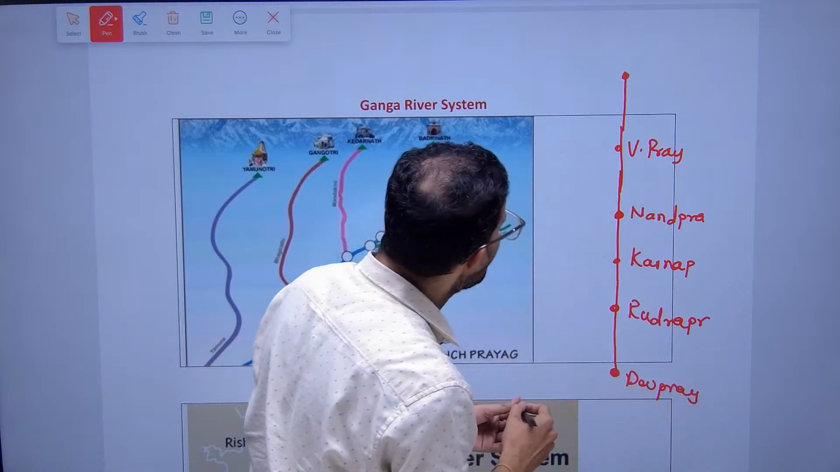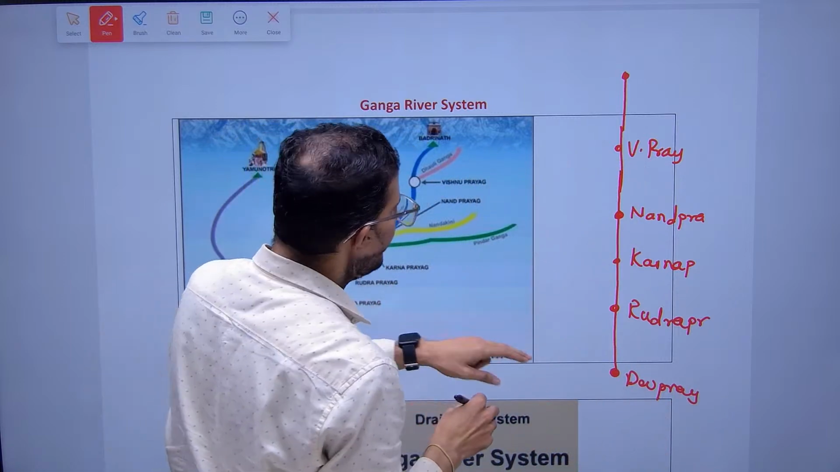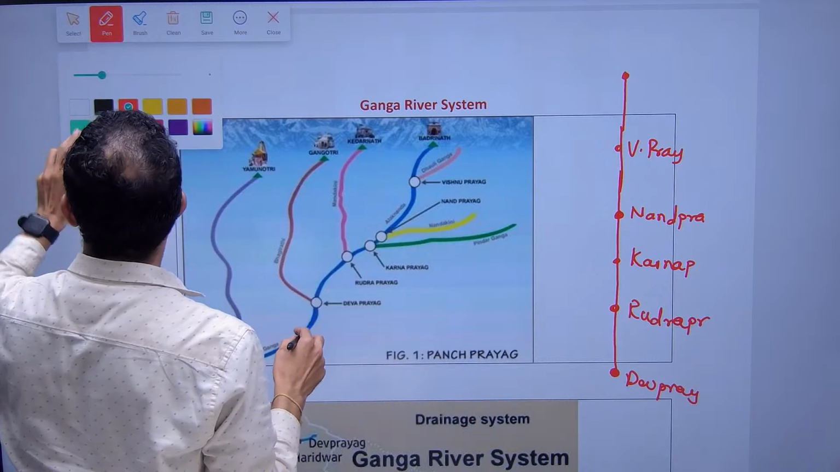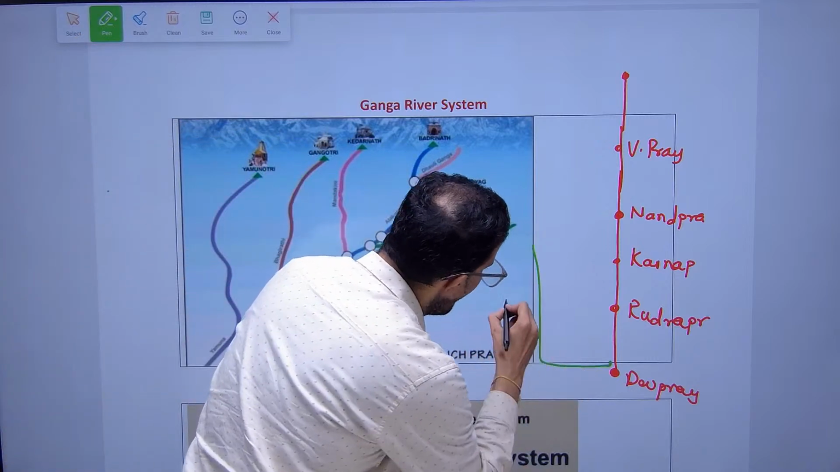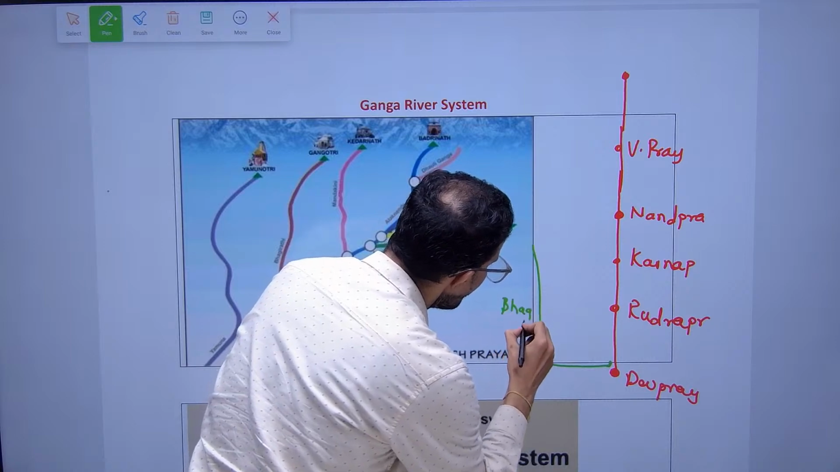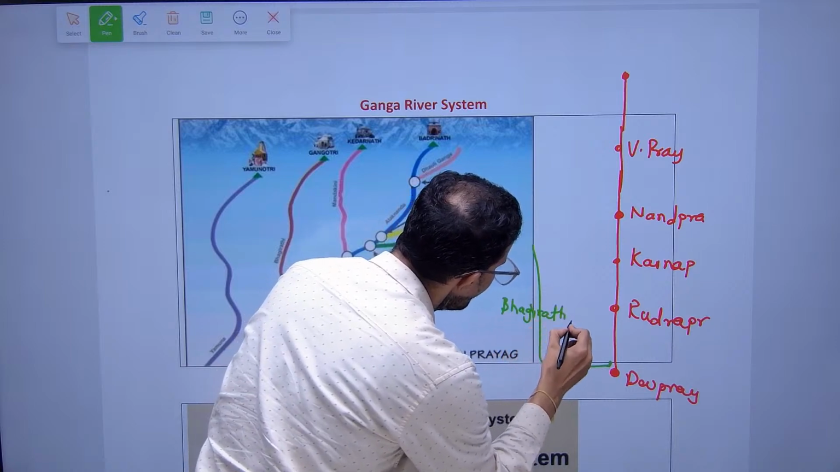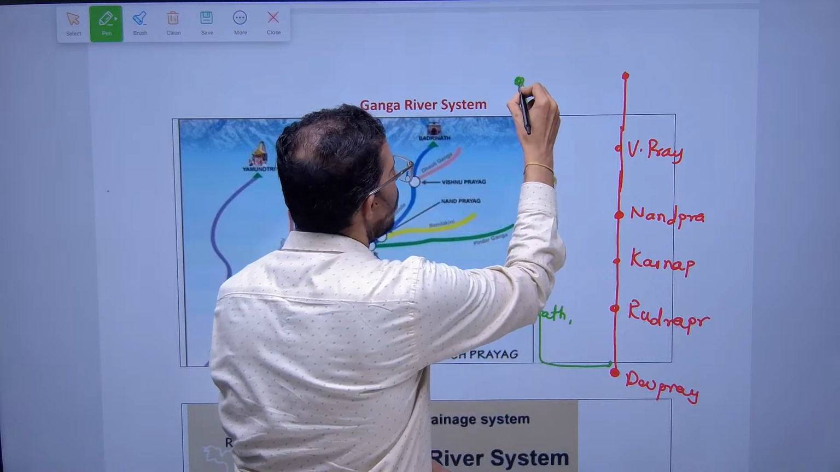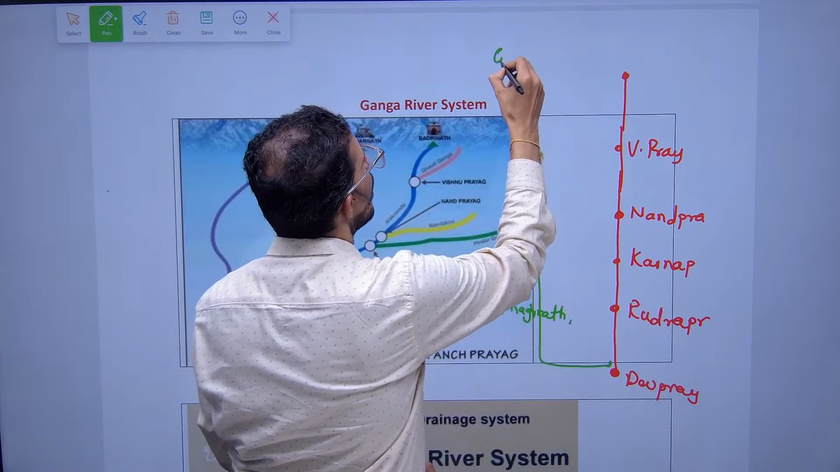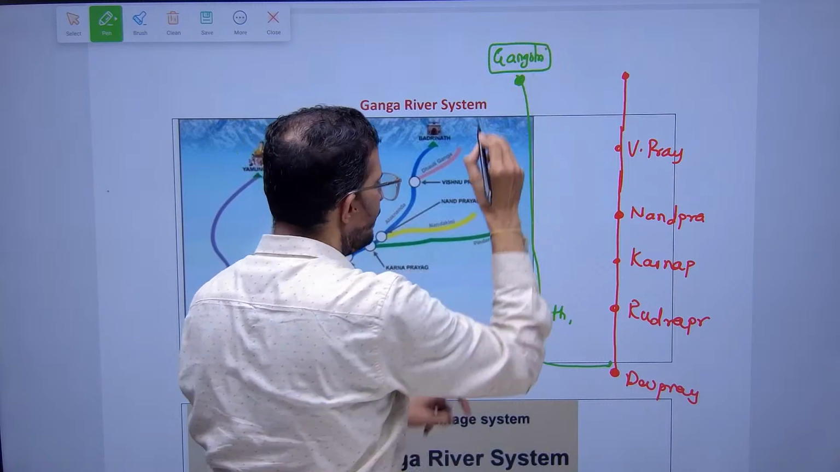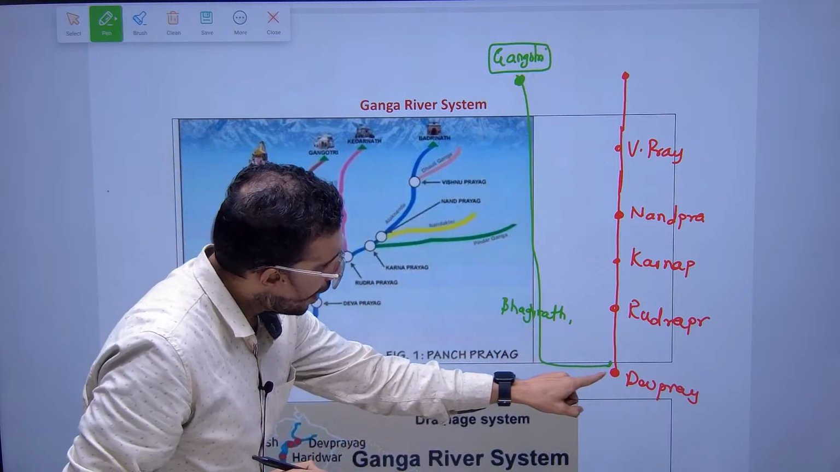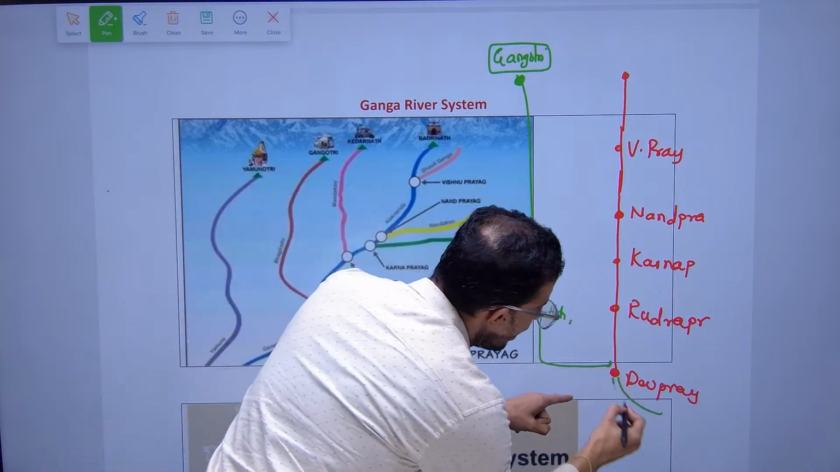Now you all would be agreeing with me regarding the Dev Prayag, where the Bhagirathi river meets. Understand? And this Bhagirathi river originates from which? Gangotri. Yes, this Bhagirathi meets at the Dev Prayag. Now they are flowing as the Ganga river.